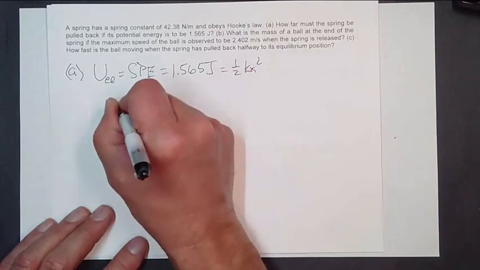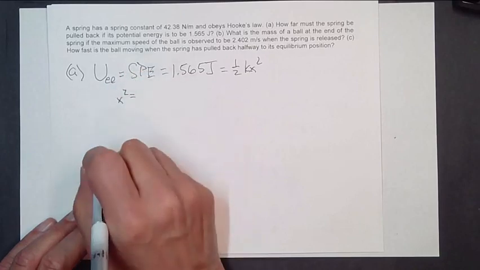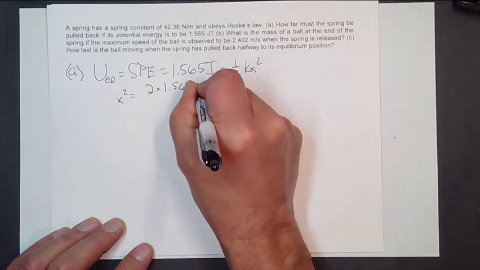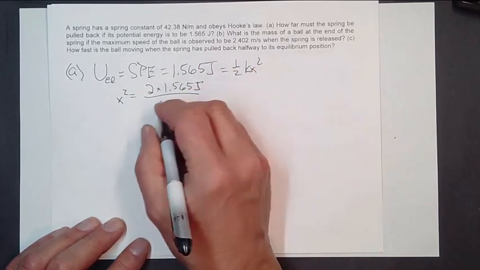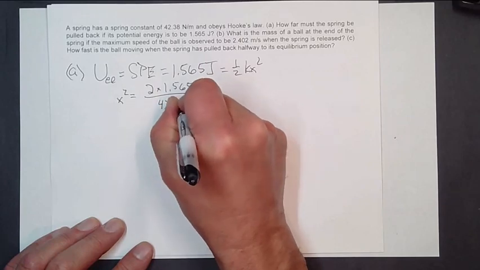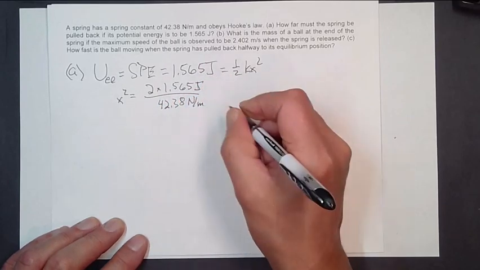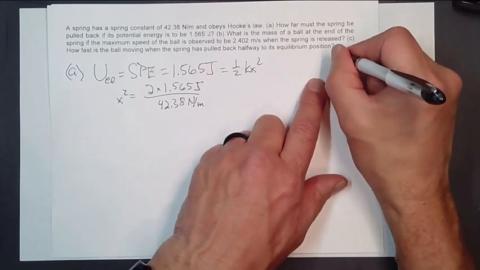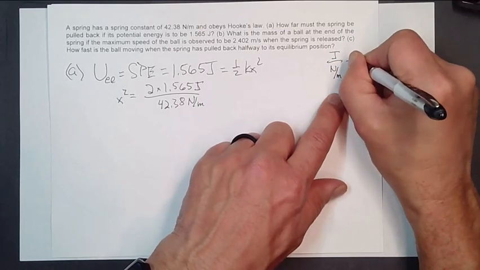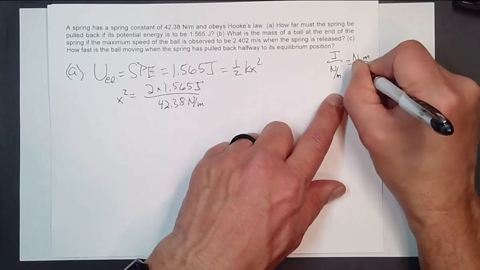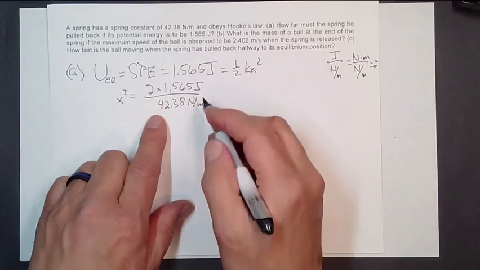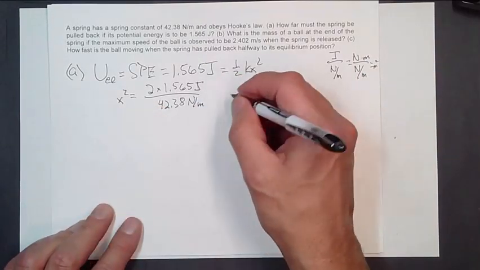We'll have x squared is going to equal 2 times the 1.565 joules divided by k, which is 42.38 newtons per meter. Now remember, a joule is a Newton meter, so joules over newtons per meter are equal to Newton meters over newtons per meter, and that's meters squared. Okay, but that's what we'd expect for a length squared.